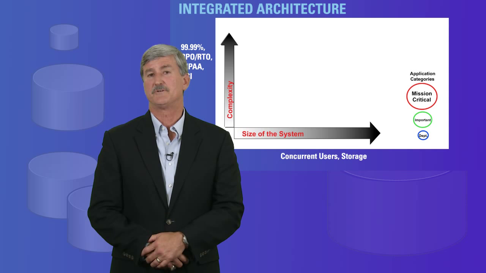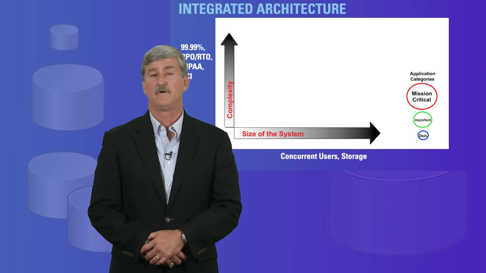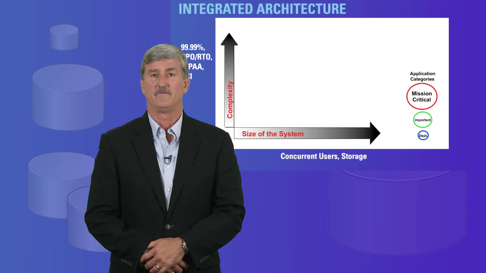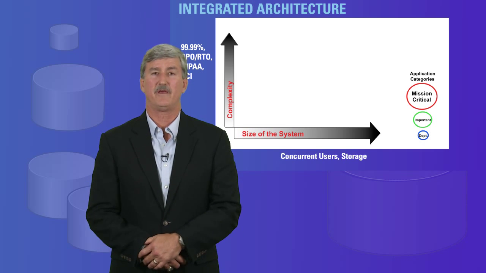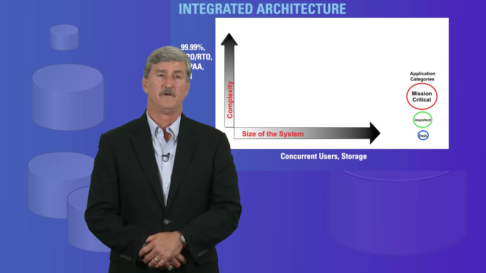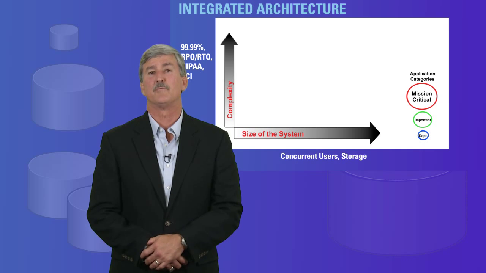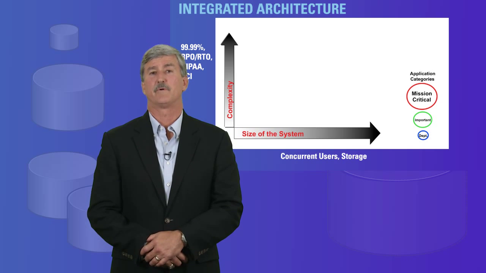Now the definition of mission critical is if the system is slow or down, it directly affects the cash flow of the business. So what we're going to do is take those 3 categories of applications and put them on this graph. So let me explain the graph. The y-axis is a level of architecture complexity based on business requirements.